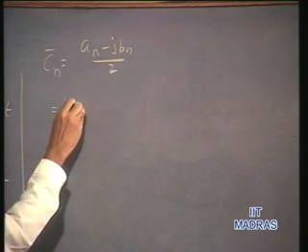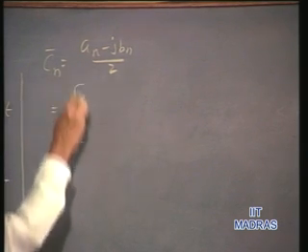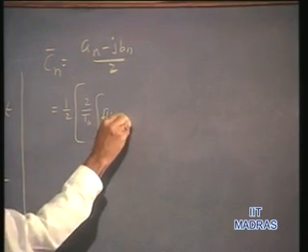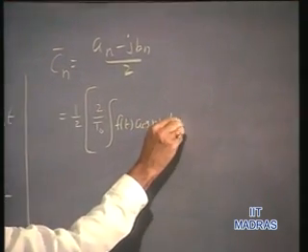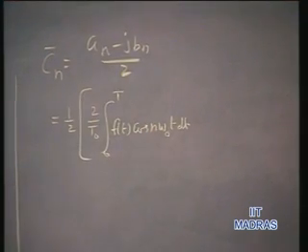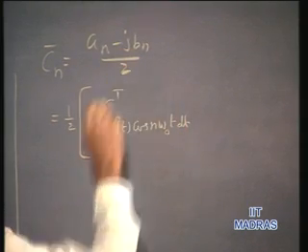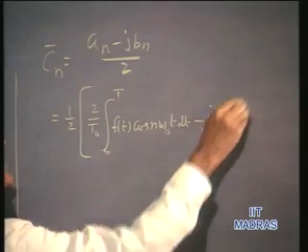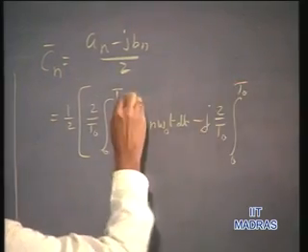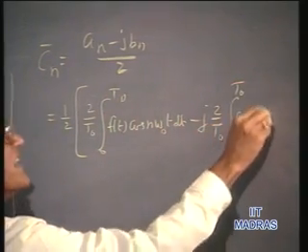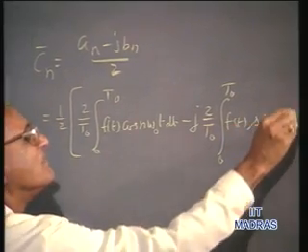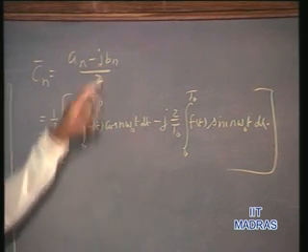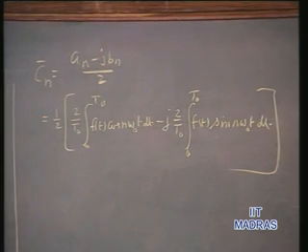Let us substitute that. This is half of An, which is 2 upon T naught, f of t cos n omega naught t dt over a period. And for Bn, I can write 2 upon T naught, f of t sin n omega naught t dt. This j term comes from here, this half of course is substituted here.